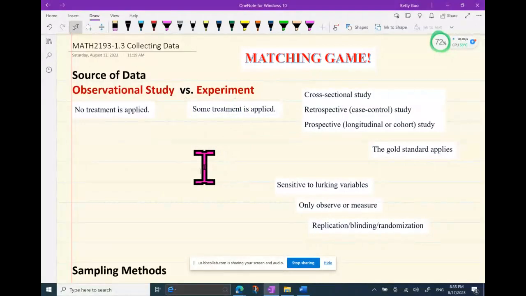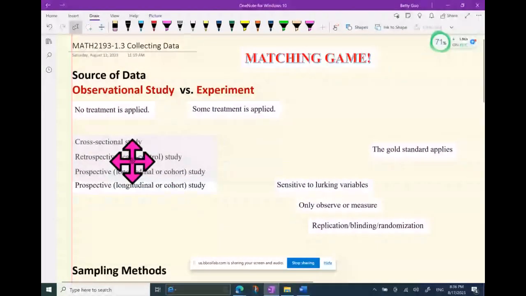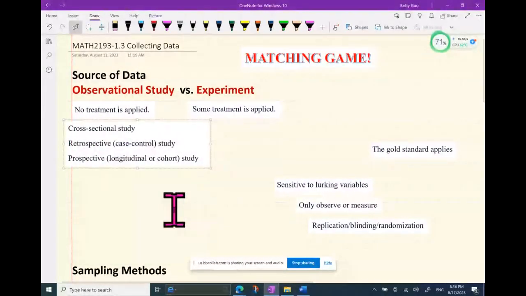So if you collect your data through observational studies, you do not apply any treatment. If you collect your data through experiments, you have to apply a certain treatment. So that's the main difference between the two sources of data. And this one goes to observational study.